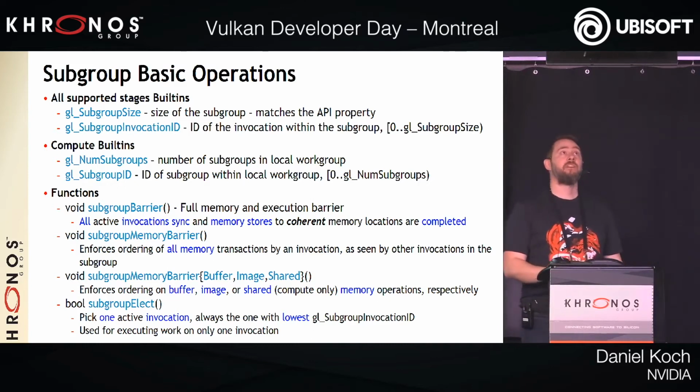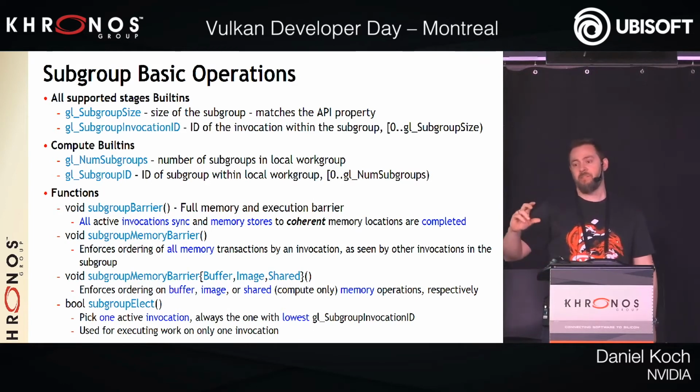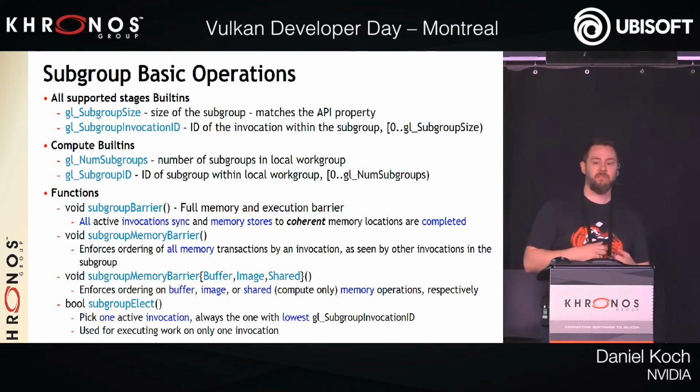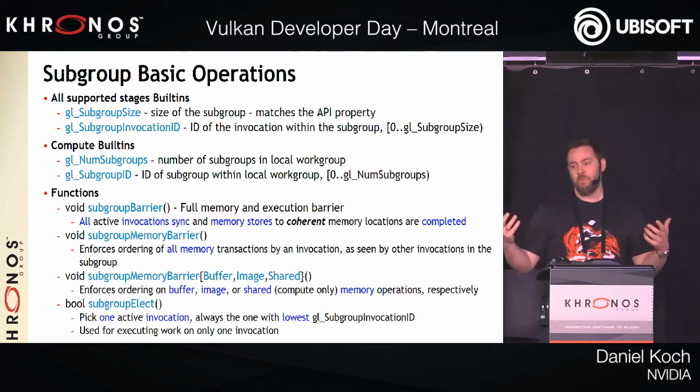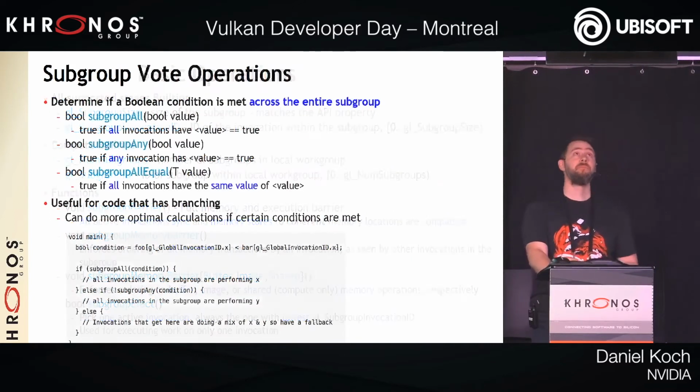And finally, there's the subgroup elect. This basically says, pick me one invocation to go do a piece of work. It always picks the one with the lowest subgroup ID. You usually use this if all the invocations want to use the same calculation, for example, or if they want to load or store a result in a bigger piece of data. Instead of having every thread write out, you can just pick one thread to do that piece of work.